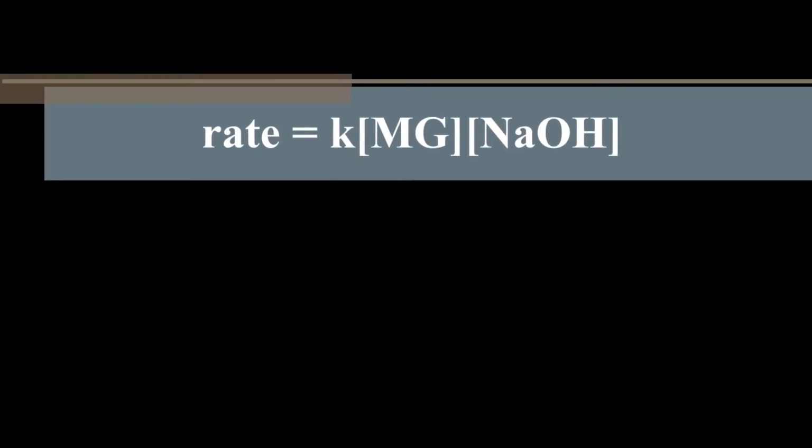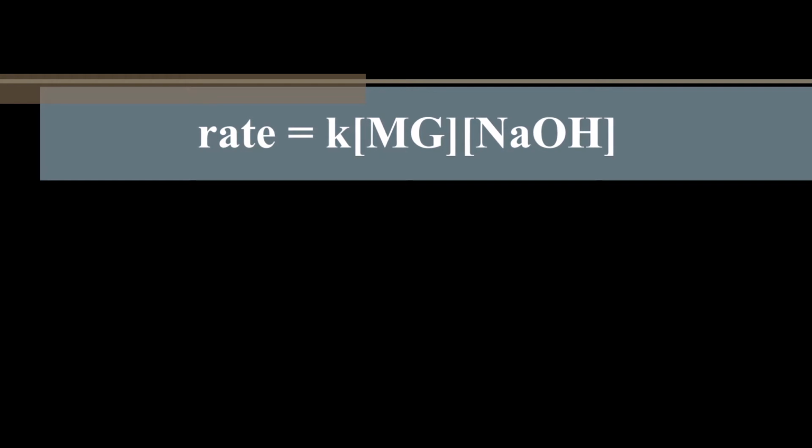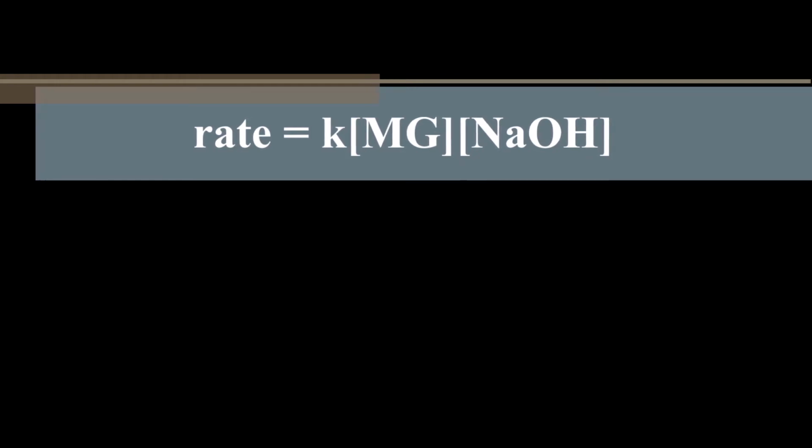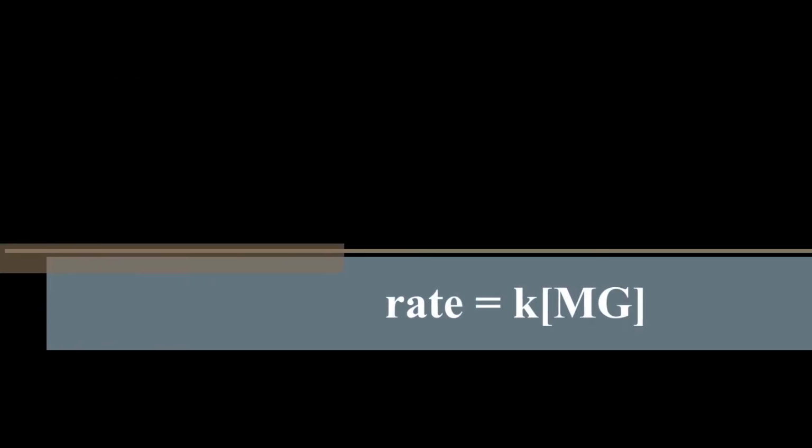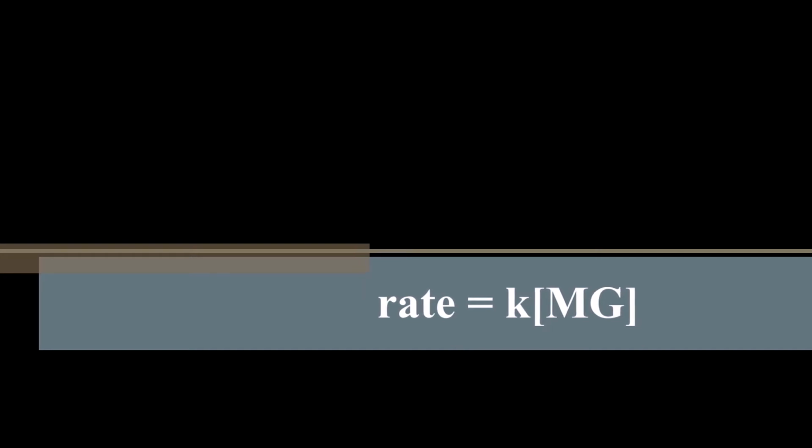Rate equals K times the concentration of malachite green times the concentration of sodium hydroxide. However, since the concentration of sodium hydroxide is so large, it can be assumed to remain constant throughout the reaction. This allows the rate to simplify so that the concentration of malachite green is the only variable in the equation. Rate equals K times the concentration of malachite green.